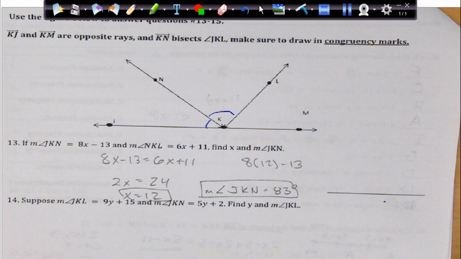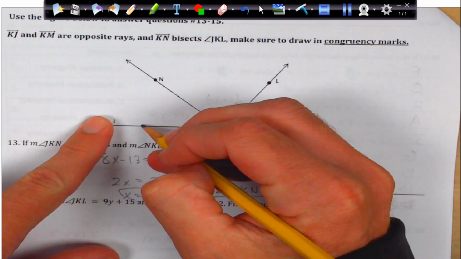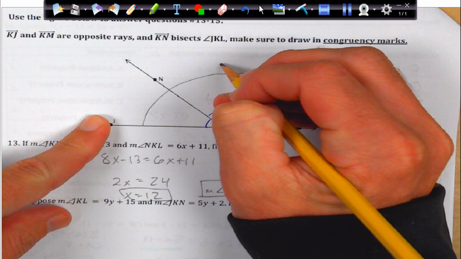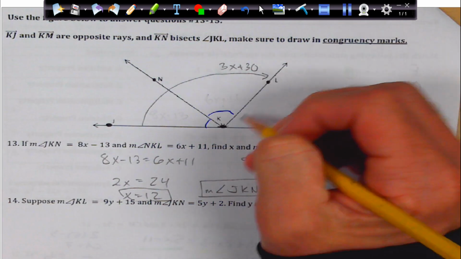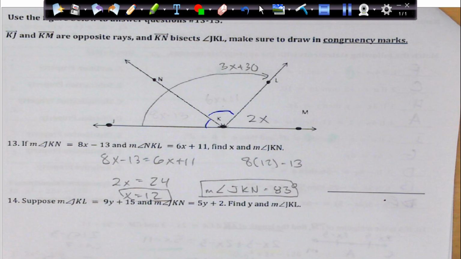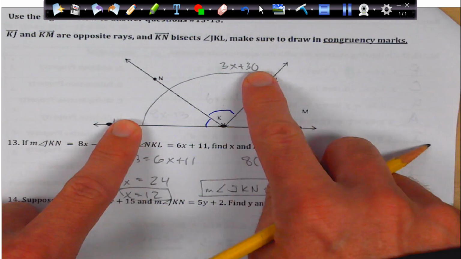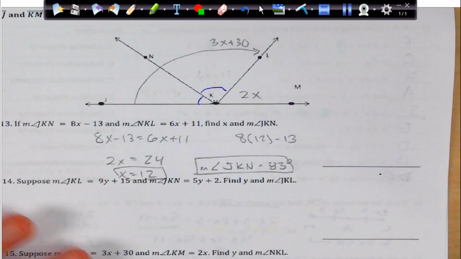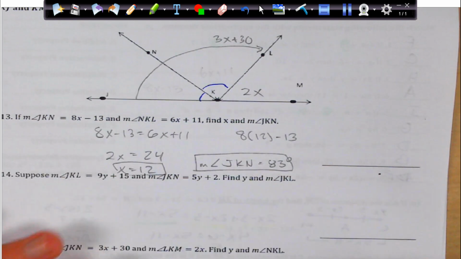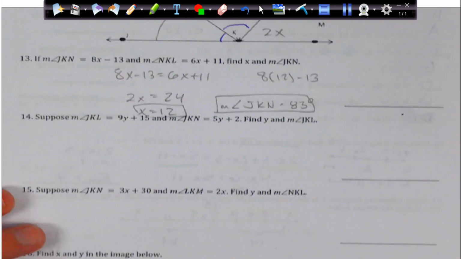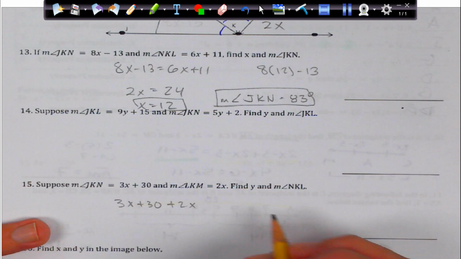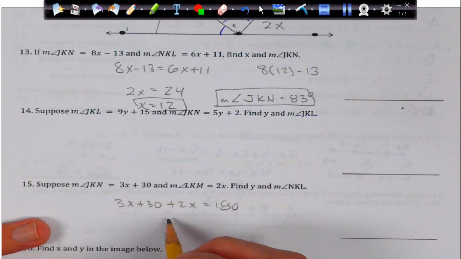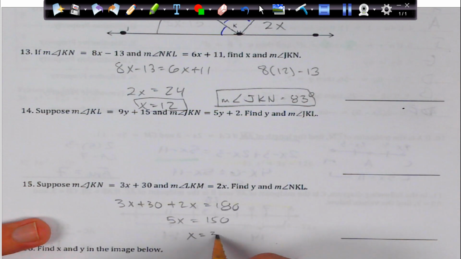And it says JKL. So JKL is this whole angle here, is 3x plus 30. And LKN is 2x. Find y and NKL. Well, if we add this whole angle plus this little angle, we should have 180 degrees. Those are supplementary angles. And I accidentally did number 15. So let's do 15 first because I skipped number 14. So we add those two angles, set it equal to 180. This is going to become 5x equals, subtract the 30, 150. X is going to equal 30.